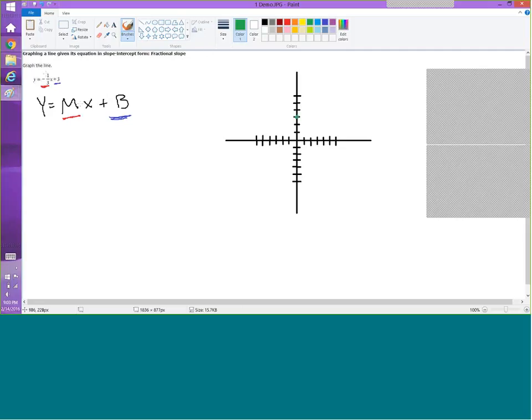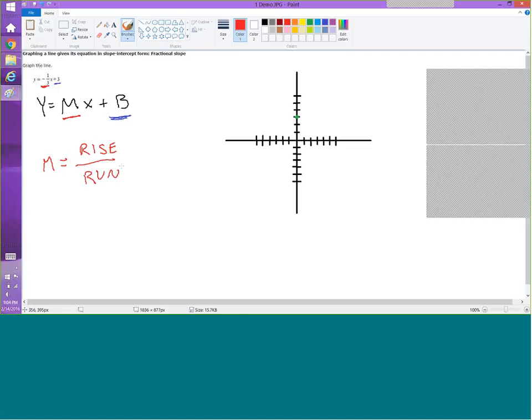And then I'm going to use this slope. And like I said, slope is rise over run. Let me do this in red. Rise over run. And also, as I mentioned, we like to keep our run positive because that makes it easier. We just move to the right every time. So that means that if we have a negative slope, we're going to attach that negative to our rise.